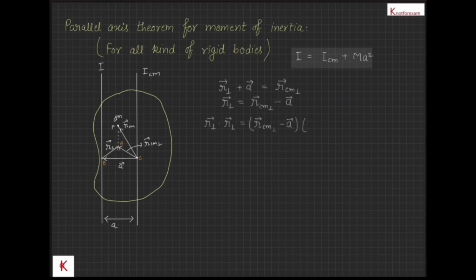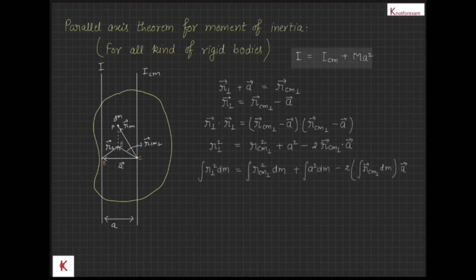Taking the dot product with itself, we get r perpendicular square is equal to RCM perpendicular square plus a square minus 2 RCM perpendicular vector dot a vector. By multiplying by dm and taking integration, we get the integration of r perpendicular square dm is equal to the integration of RCM perpendicular square dm plus the integration of a square dm minus the integration of RCM perpendicular dm dot a vector, since the a vector is constant. Now the integration of r perpendicular square dm is equal to the moment of inertia about the parallel axis, the first term on the right side will be equal to the moment of inertia about the center of mass axis, and the second term will be equal to ma square. The last term will be 0 due to the property of center of mass.